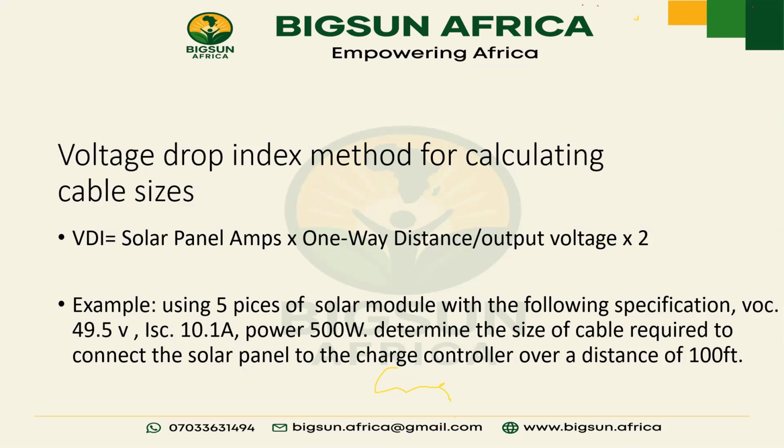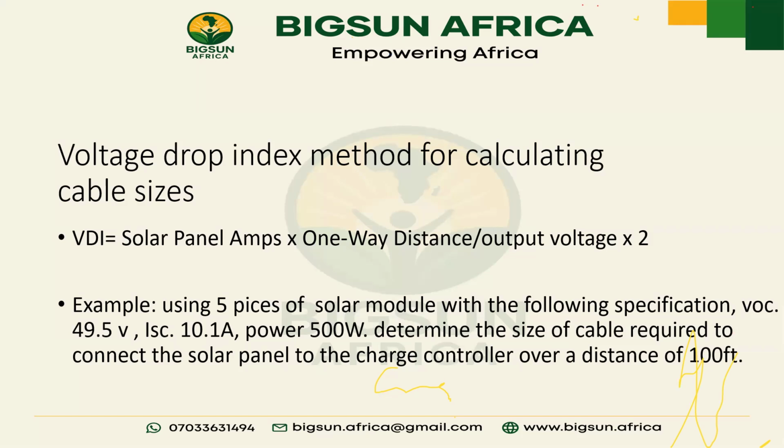Why stop there? Somebody else should take it from there. If it is in parallel, you multiply the current by the number of panels, while the voltage remains the same. Sorry, I got it wrong. The current is 10.1 times 5, so the total current is 65.65.